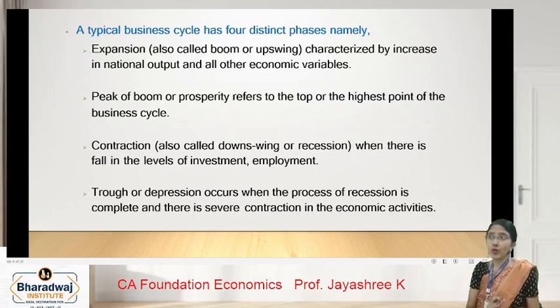Because we are following the parent source, I want you to be very clear in the definitions. Peak of boom or prosperity refers to the top or the highest point of the business cycle. Likewise, contraction, also called downswing or recession, is when there is a fall in the levels of investment, employment. Trough or depression, an oft repeated question. Trough or depression occurs when the process of recession is complete and there is severe contraction in economic activities.